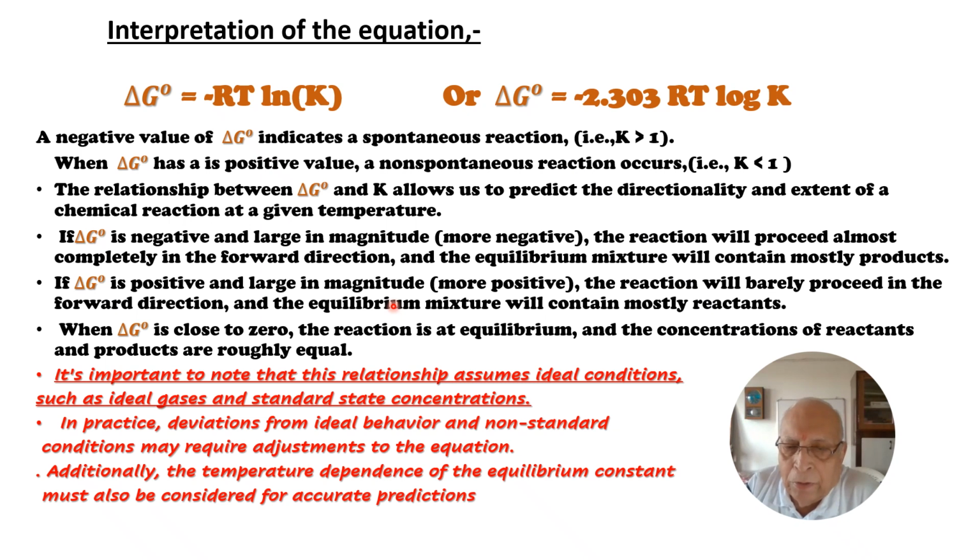But when delta G is 0 or even close to 0, what will happen? Very obviously, the reaction will be at equilibrium state. That is, the rate of the forward reaction will be equal to the rate of the backward reaction in a reversible reaction. Now here, of course, when we attempt questions or problems, it is necessary to note that this expression calls for standard conditions of temperature and pressure.